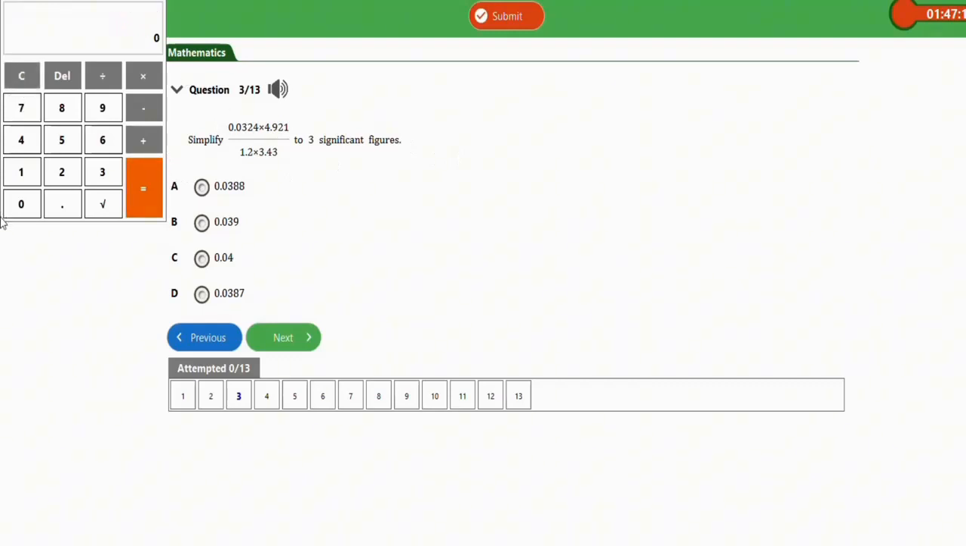So let's simplify the numerator. We have it to be 0.0324, okay, times 4.921. So what's the output? We have it to be this value. Okay, so let's write it down so that we do not get unnecessary error. So we have 0.1594404. Okay, then let's check the denominator.